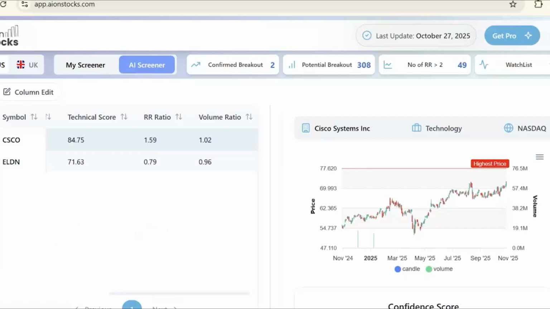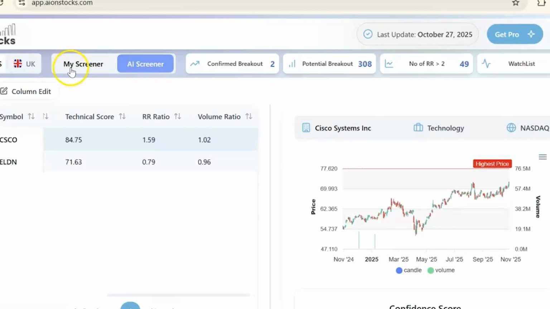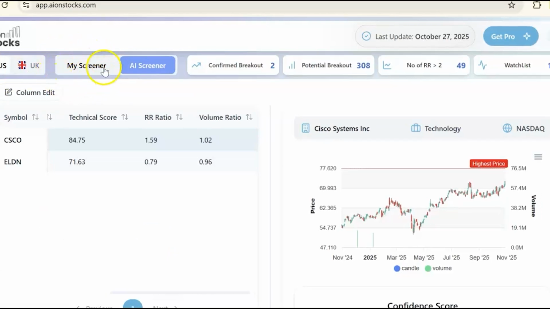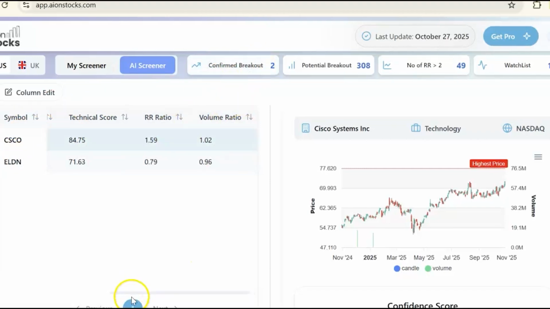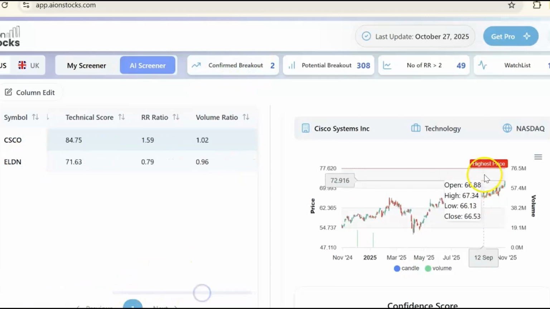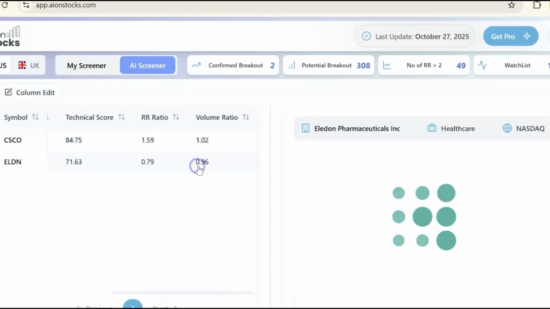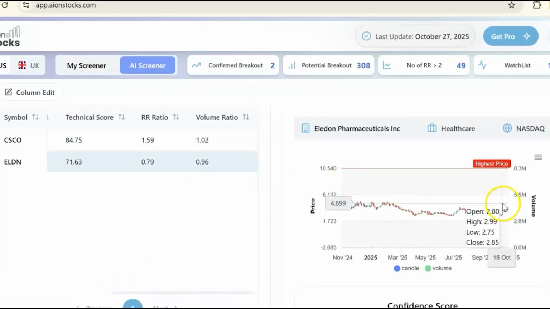Now, as soon as you sign up to the system, you will be taken to the market that you have signed up for. Now, you have two options. Either you can create your own watch list in my screener, or let AI scan the market and give you the result. What you see here is that by default it takes you to the confirmed breakout screener. So at the moment you've got two confirmed breakouts. These are the stocks that have broken their resistance, and it's a stock that you may pay attention to if you would like to trade on them.